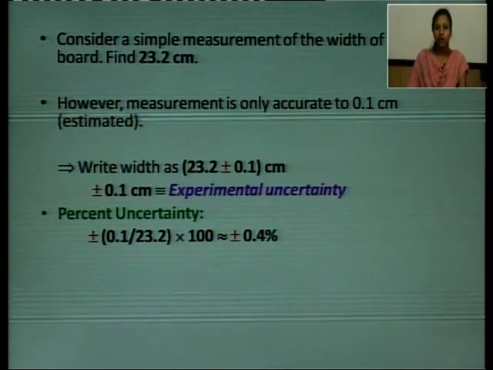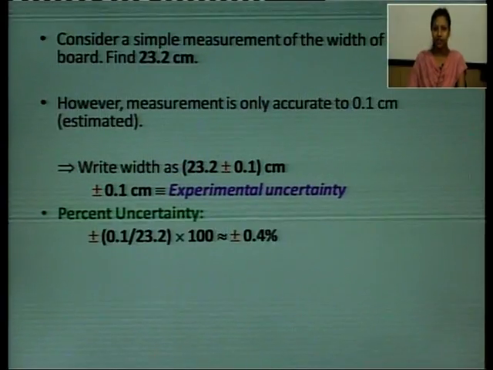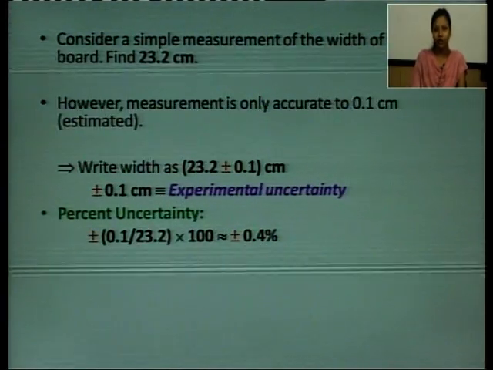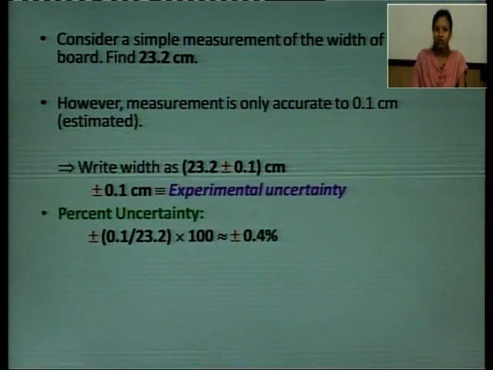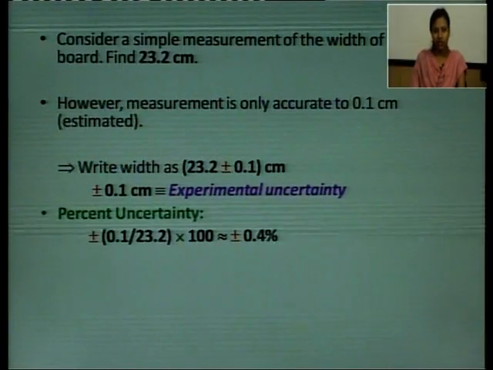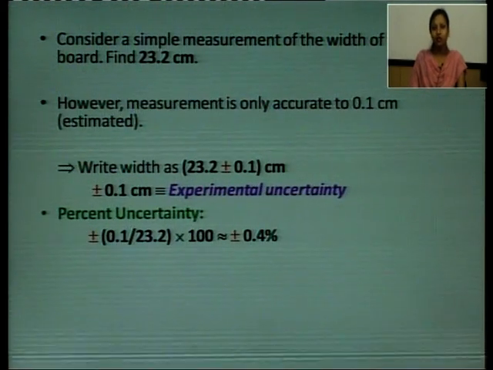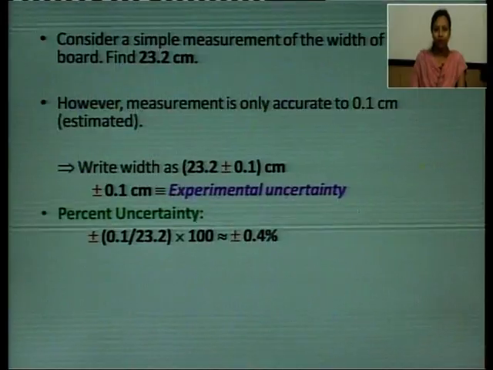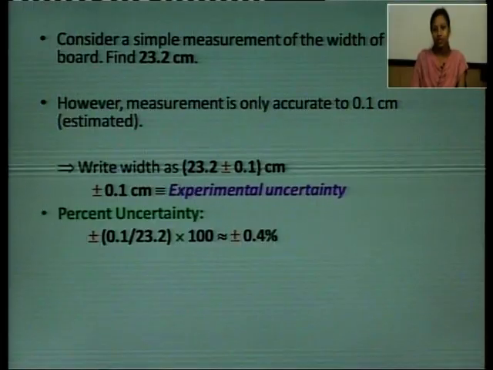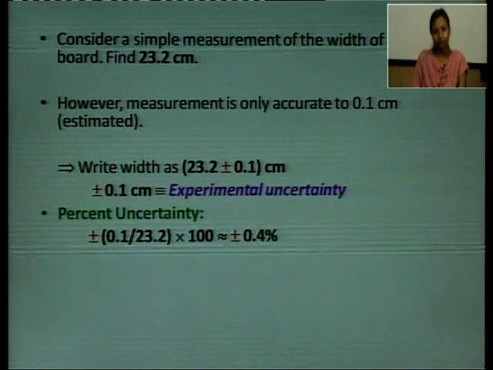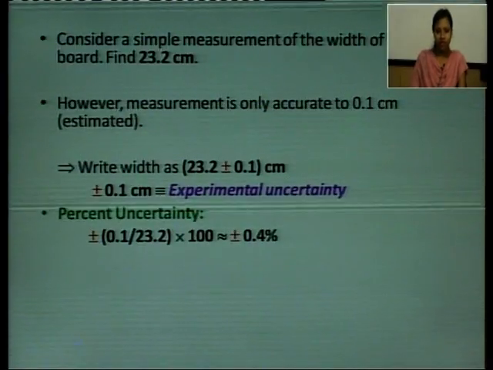Consider a simple example of the width of a board, 23.2. It is the true value or the mean value, or we can say the central value, and plus or minus 0.1 is the experimental uncertainty. So we can easily find the percentage uncertainty involved here. It is equal to 0.1 divided by 23.2 times 100, which is equal to 0.4%. So this is the percentage uncertainty involved in this measurement.